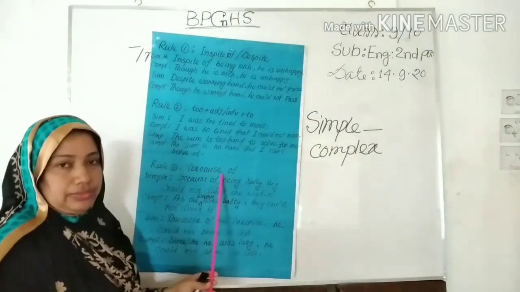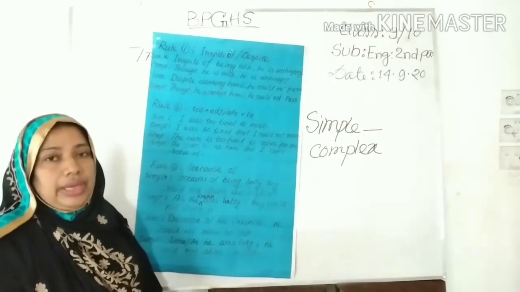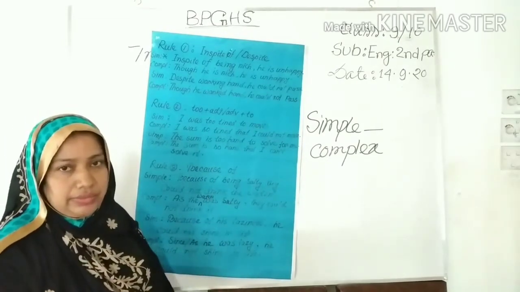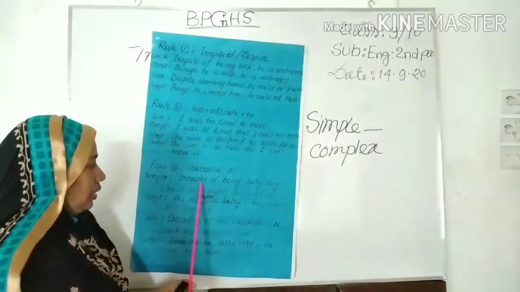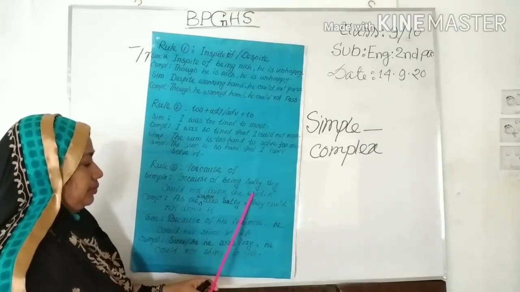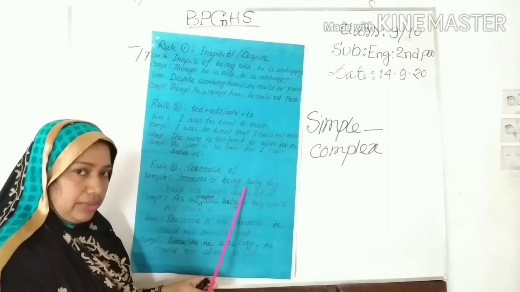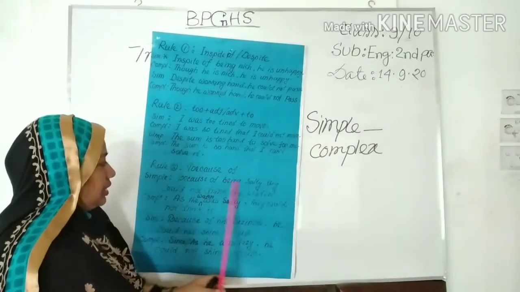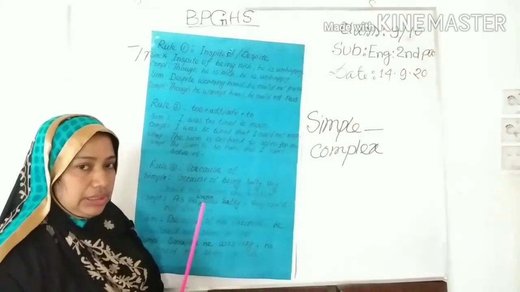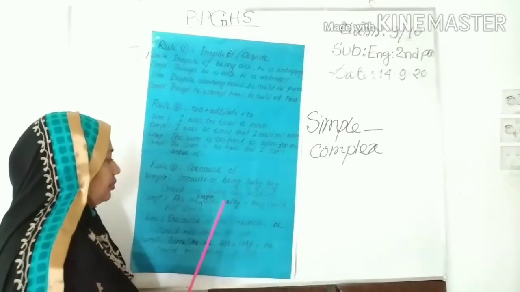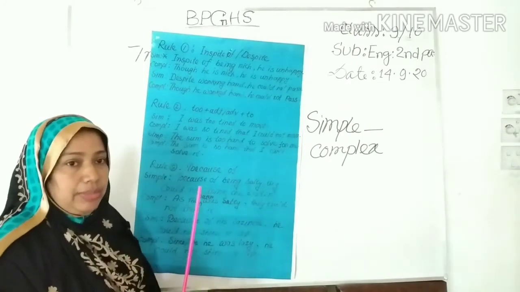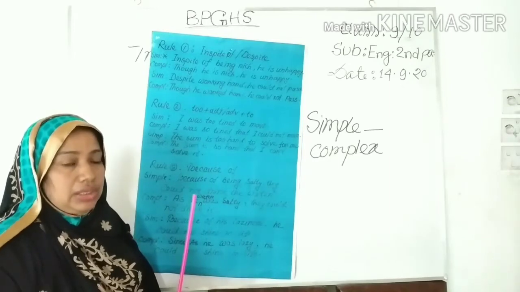Rule 3, because of. Sometimes you will get some sentences where you will find the use of because of. Because of shows the reason for something happening. I give an example. Because of being salty, they could not drink the water. It's a simple sentence. You can identify it because it has a phrase, because of being salty. They could not drink the water. And why they couldn't drink the water? Because of being salty. Now, if we want to make it a complex sentence, what subordinating conjunction or what formula will we use?